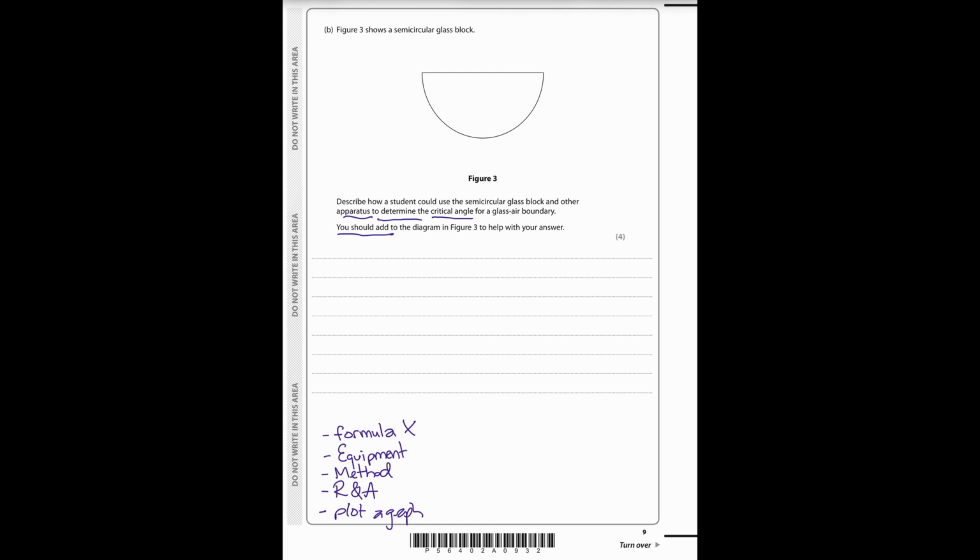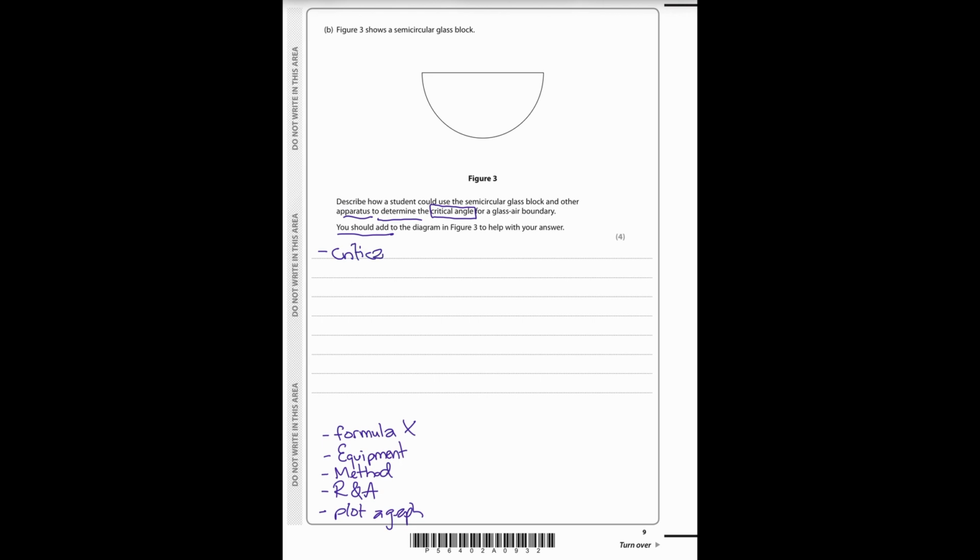Another key thing that stands out to me is critical angle. So I know that somewhere in this answer, I've got to make sure I'm showing the examiner that I understand what is meant by critical angle. It's up to you the order that you do it in, but whatever you think is going to be sensible, you're just going to be doing that straight away. So because I've seen the words critical angle, I'm just going to show the examiner that I know what is meant by critical angle.